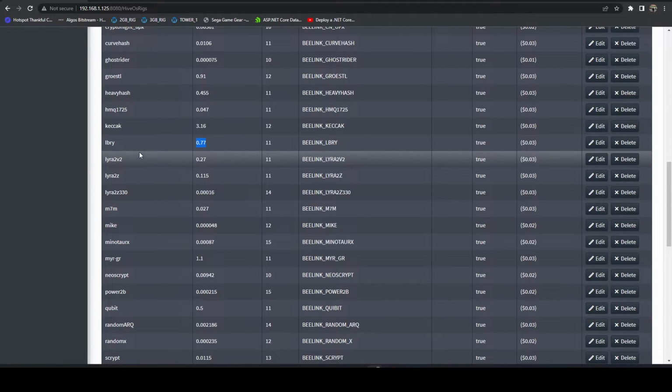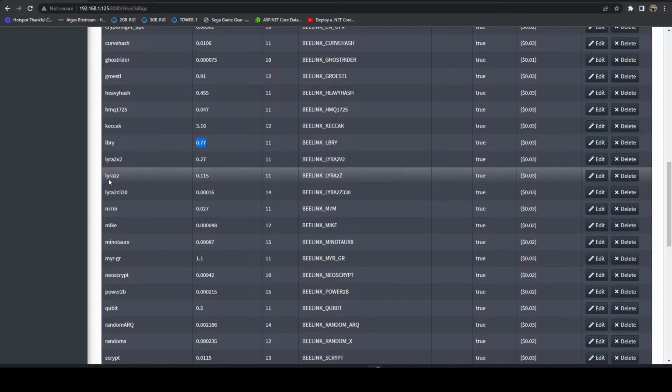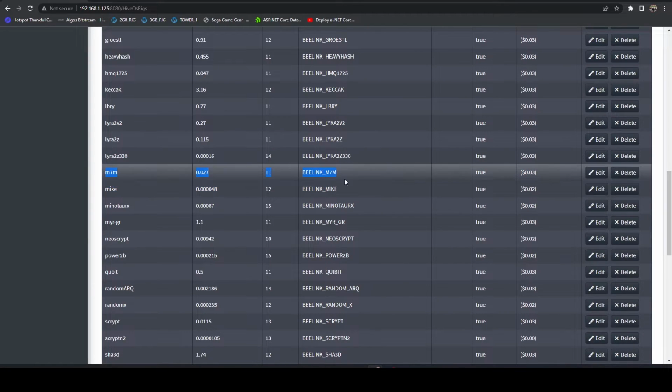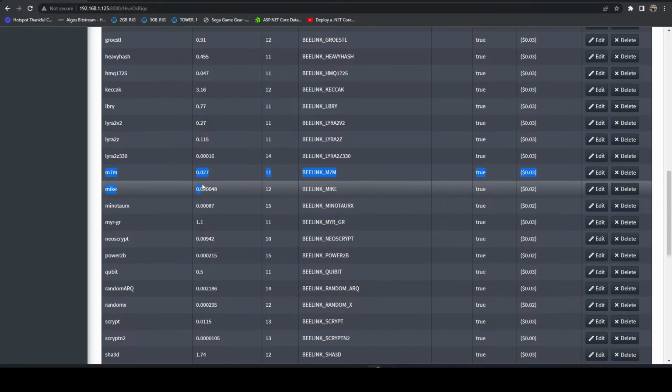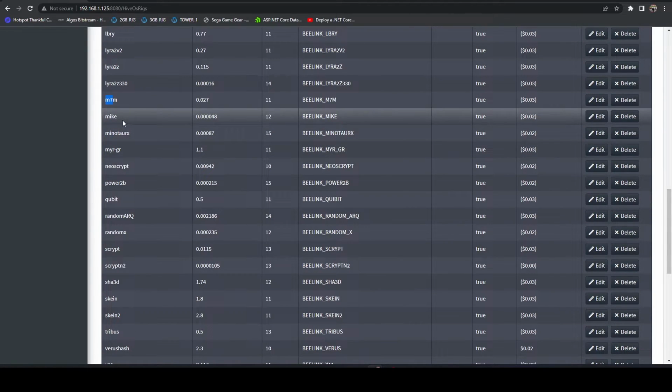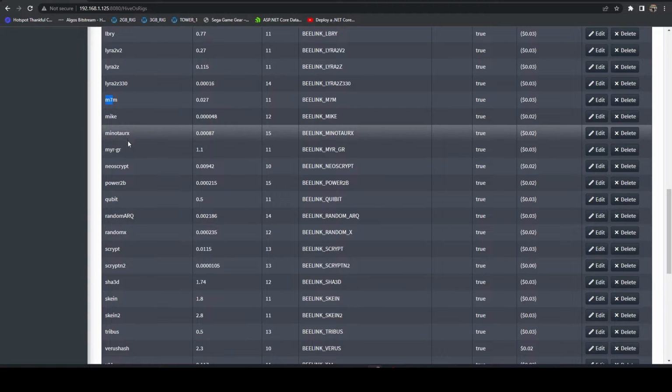Lyra2REv2. Lyra2REv3 is no longer in the listing since Vertcoin moved to VertHash. There's no other coins on Lyra2REv3. We've got Lyra2Z, Lyra2Z330, M7M, which used to be Magi coin. Back in 2018, it was really popular on this. There's now a different coin using this algorithm. I actually like mining this a lot with my Raspberry Pis. We've got the Mike algorithm, which is a fork of Ghostrider, I believe.